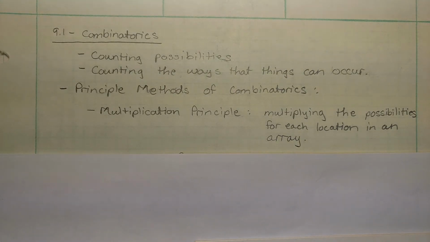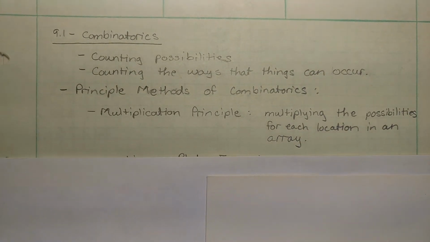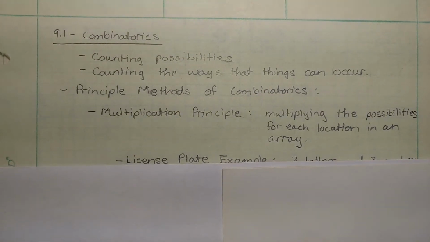In other words, if we've got 3 different spots or locations, and each location has 6 different ways that something can happen, what we end up doing is multiplying 6 times 6 times 6 to get our total possible combinations. That's the type of thing that we'll be doing. That's where the multiplication principle comes into effect.